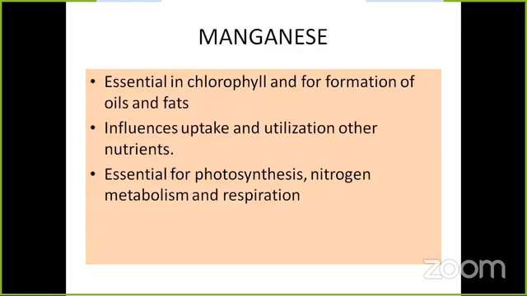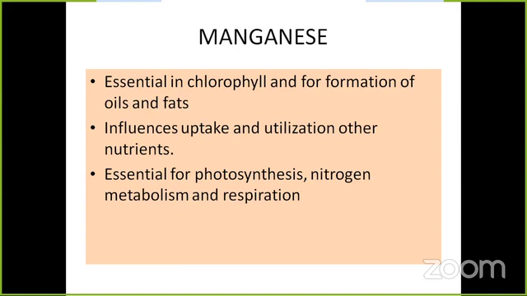So there is manganese, which is a very important micronutrient, essential in chlorophyll and for formation of oils and fats. So manganese influences uptake and utilization of other nutrients. Micronutrients basically act at the enzyme level, protein level. So if they are absent or less in quantity, then the entire physiology gets affected. So this influences uptake and utilization of other nutrients, basically the main NPK.